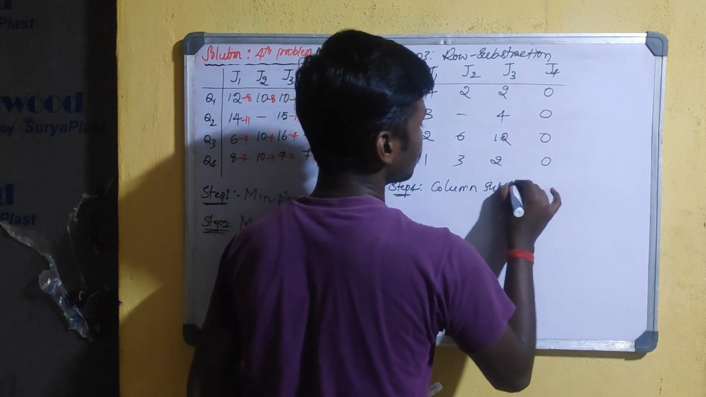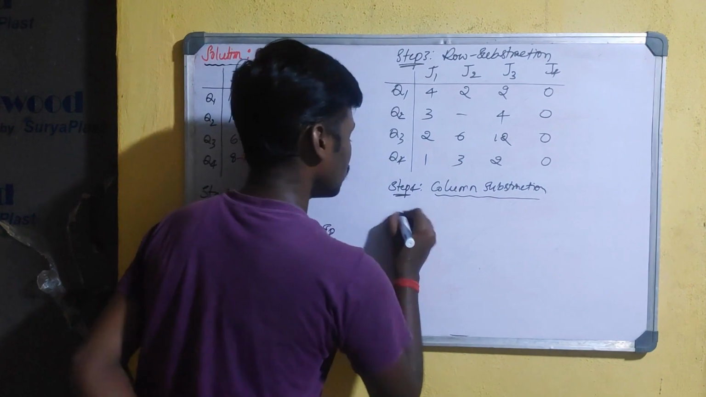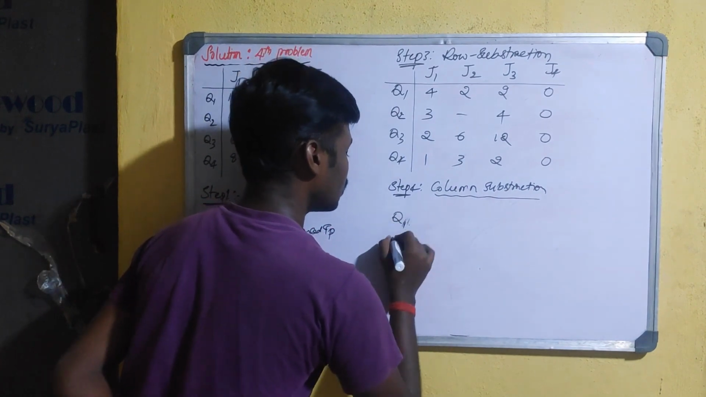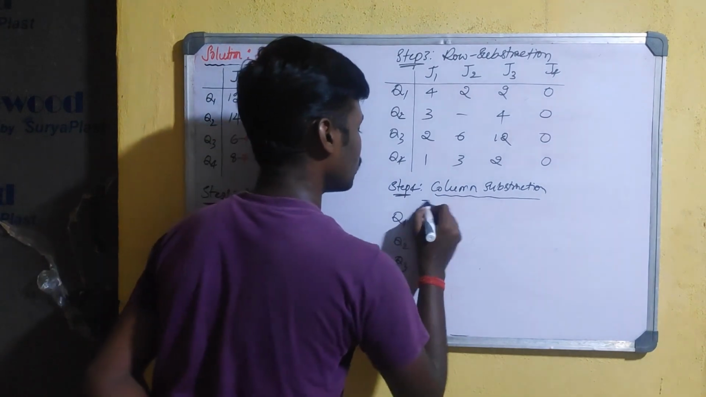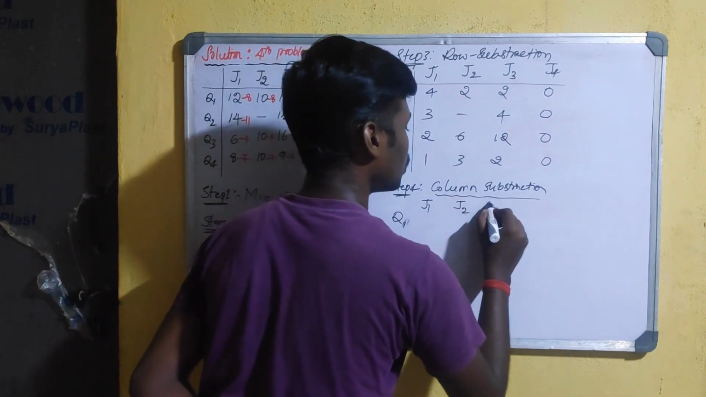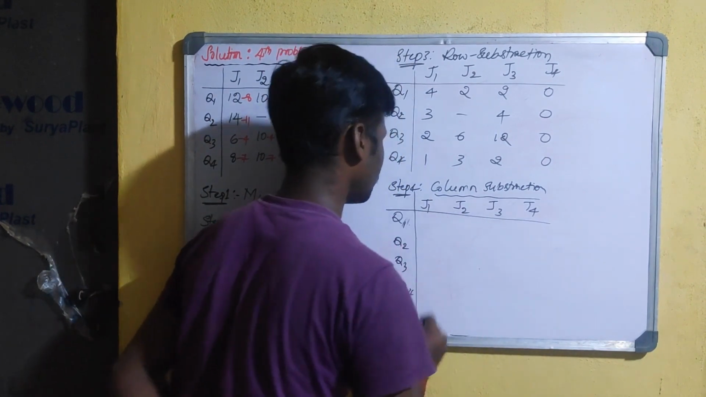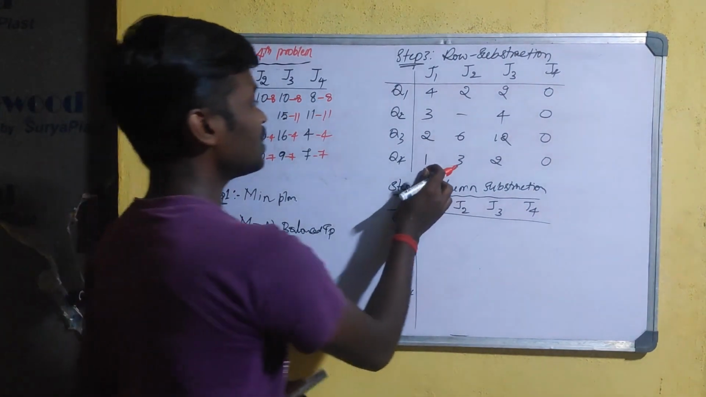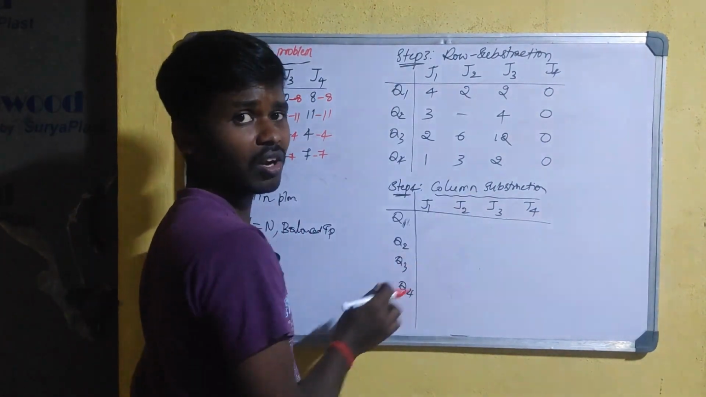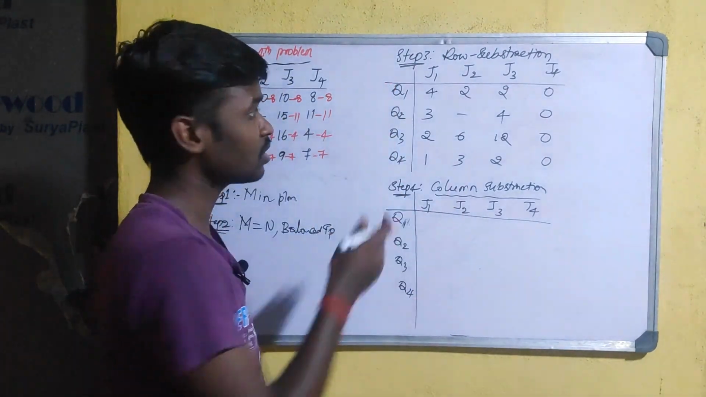column subtraction. Okay, so 4 operators, Q1, Q2, Q3 and Q4. So job 1, job 2, job 3 and job 4. Okay, so the same procedure: we have to select the least number in each column and subtract the least number from the other alternative numbers given in each column.